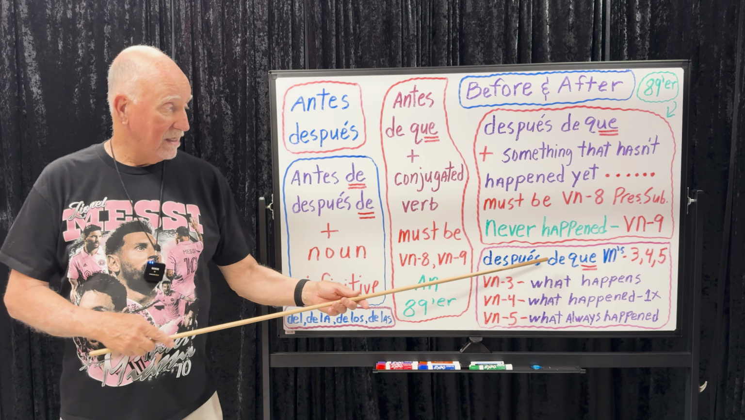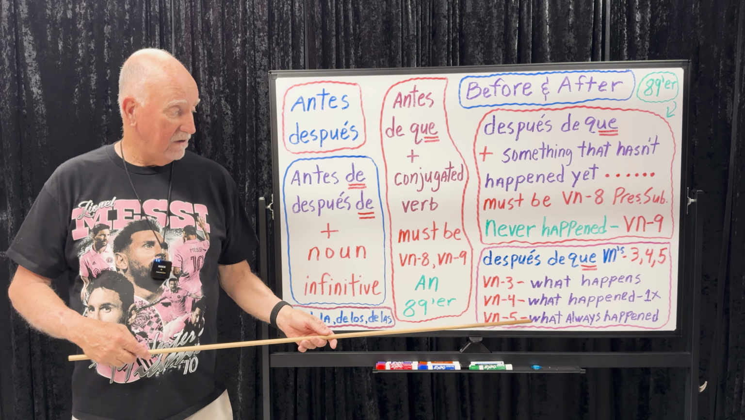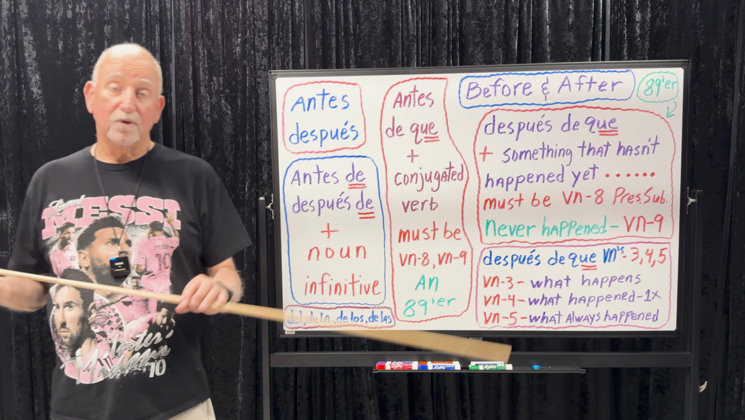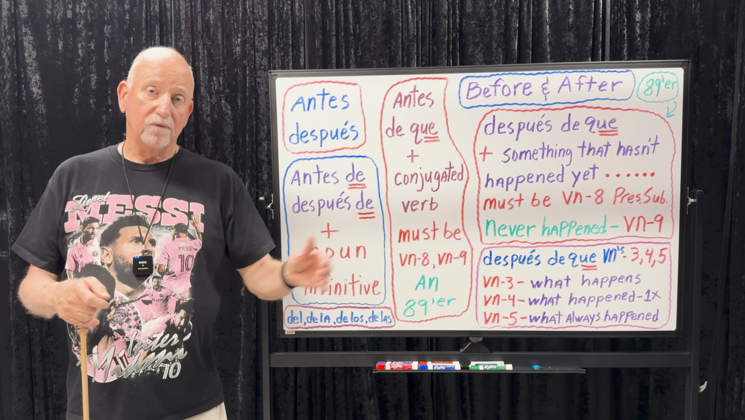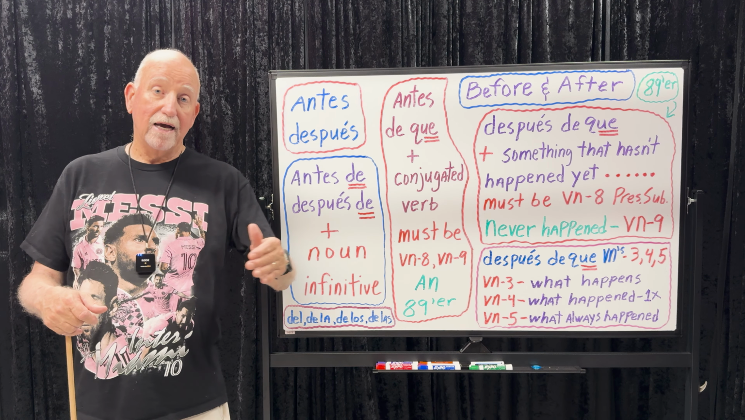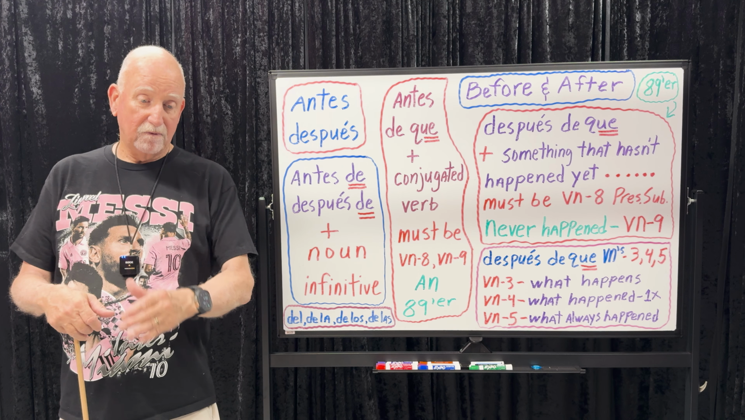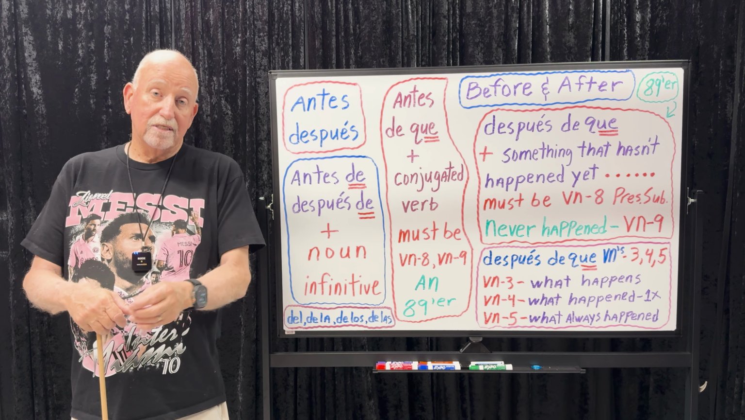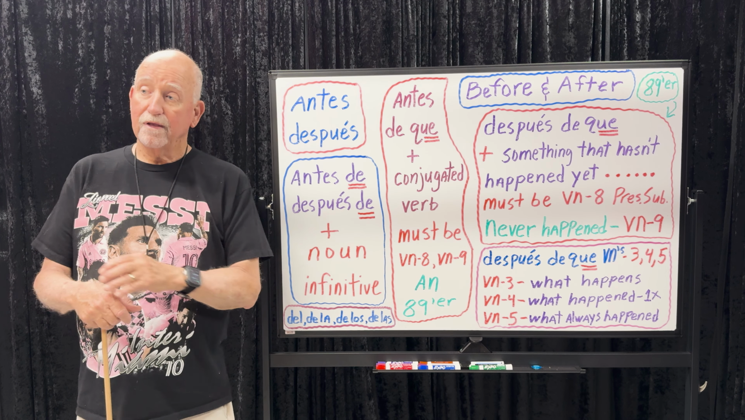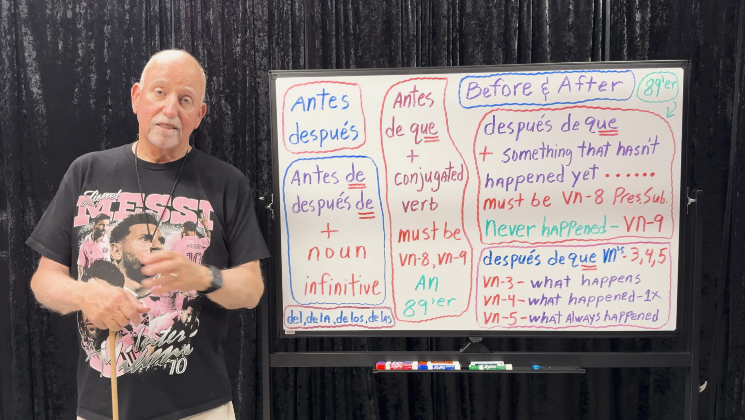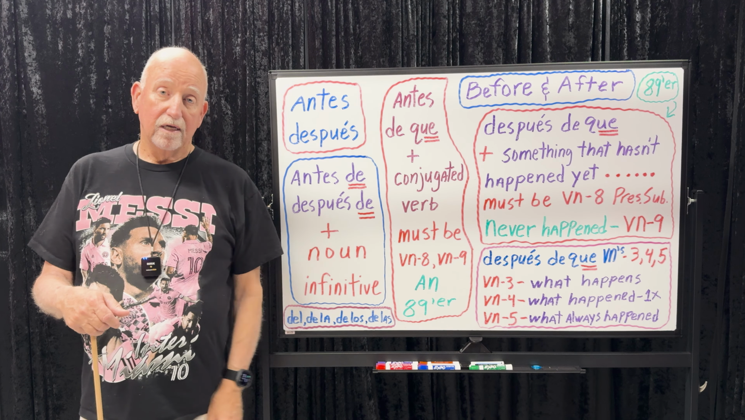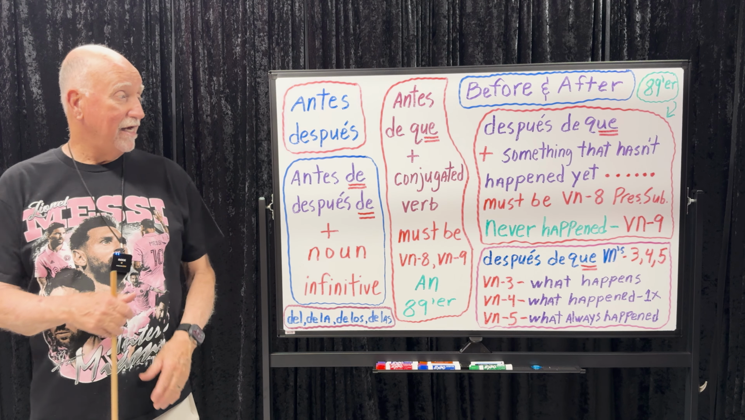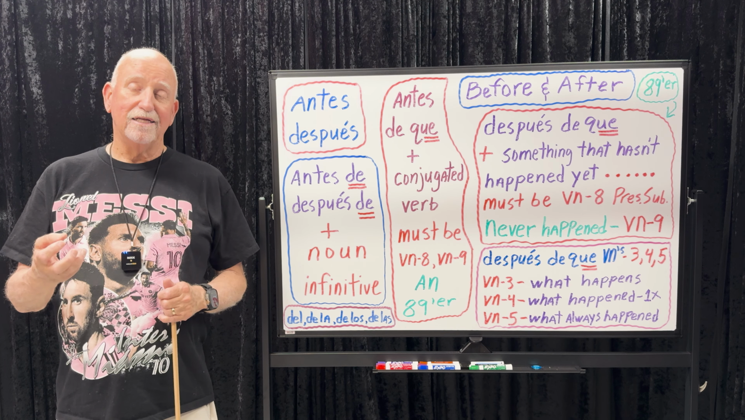And you can follow después de que with the imperfect, number 5, something that would always happen in the past, you would always do. After I would read a book, después de que leía un libro. After I would go to bed, después de que me acostaba. After I would get up, después de que me levantaba. After I finished a race, después de que terminaba una carrera. After I understood the lesson, después de que entendía la lección. So that's before and after, antes y después. Again, it's got the 8 and the 9 in there, okay?